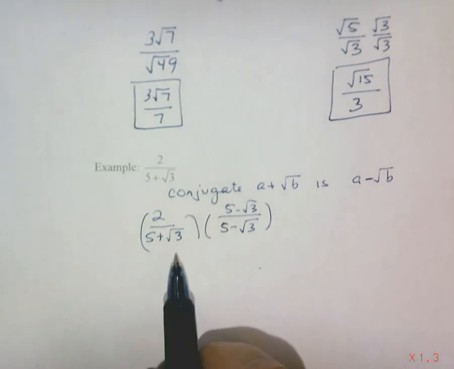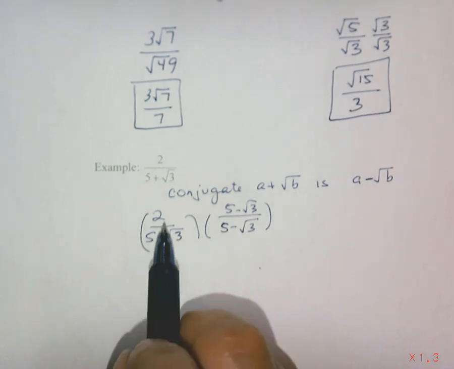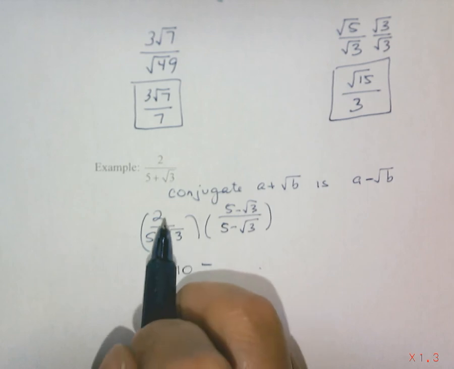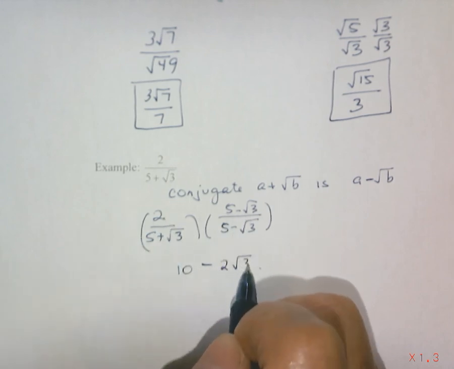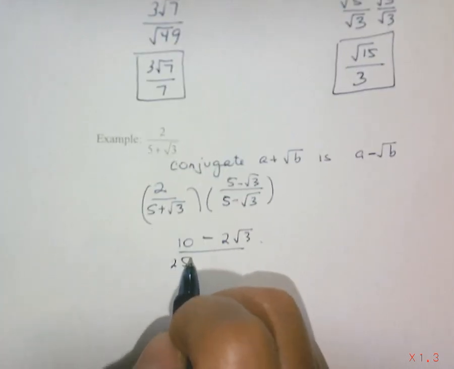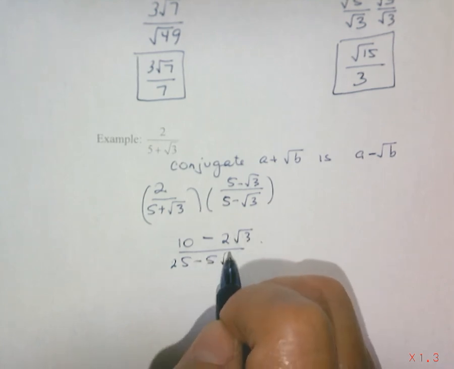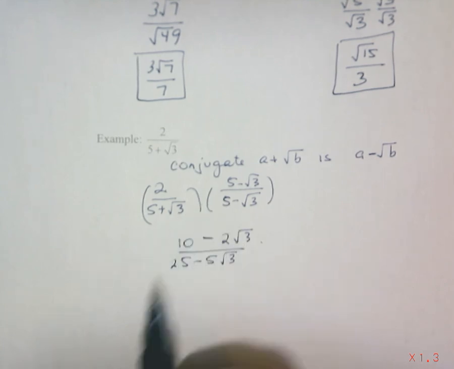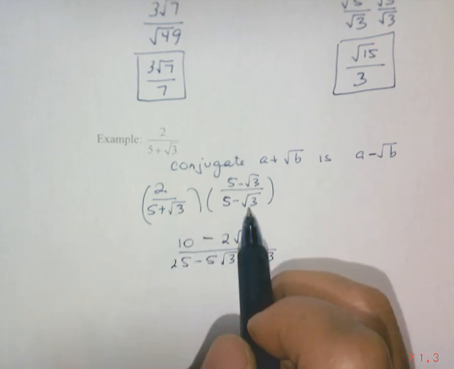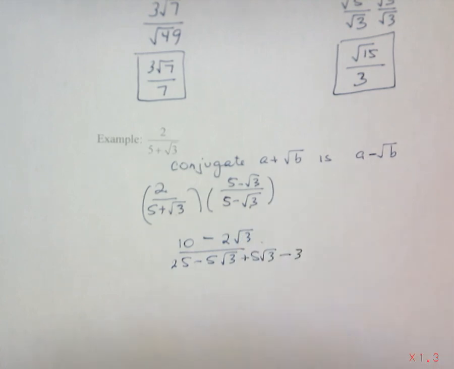What this is going to do, and you'll see in a minute, is get rid of the square root of 3 in the denominator. I'm just manipulating it. So I'm going to multiply: 2 multiplied by 5 gives me 10, minus 2 multiplied by the square root of 3 gives me 2 square roots of 3. When I look at my denominator, 5 multiplied by 5 is 25. 5 multiplied by negative square root of 3 is negative 5 square roots of 3. Square root of 3 multiplied by 5 is going to be plus 5 square roots of 3. And positive square root of 3 times a negative square root of 3 is going to be negative square root of 9, which is 3.